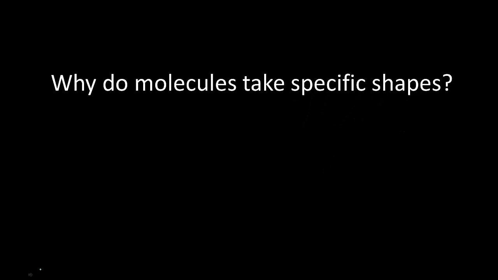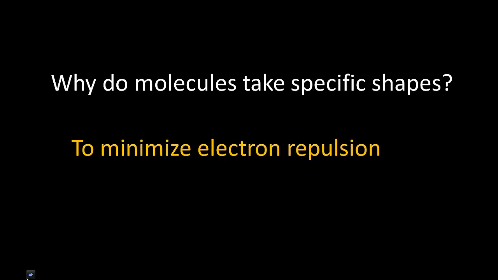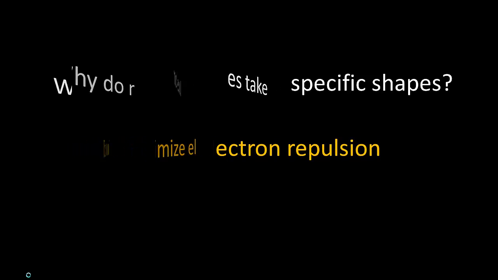So why do molecules take specific shapes? They do it to minimize electron repulsion. Now we're going to talk about VSEPR theory, and I am going to let a chemist from UT Austin explain VSEPR theory to you, because he does a great job.